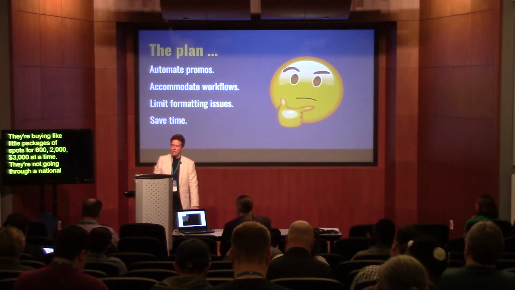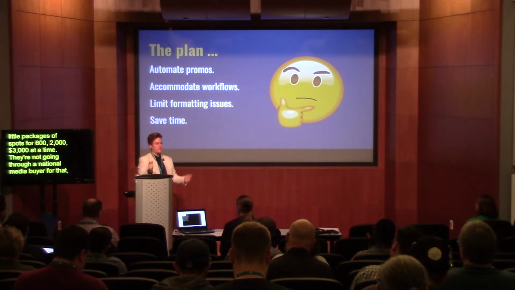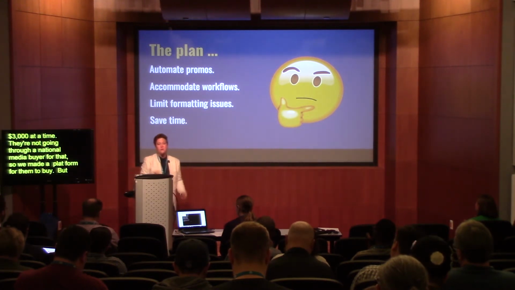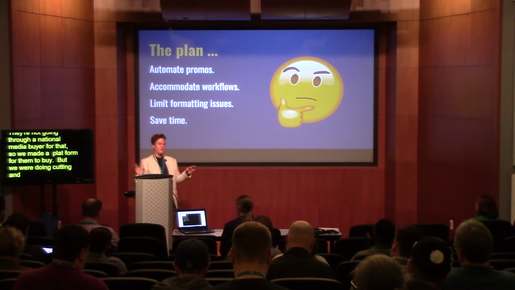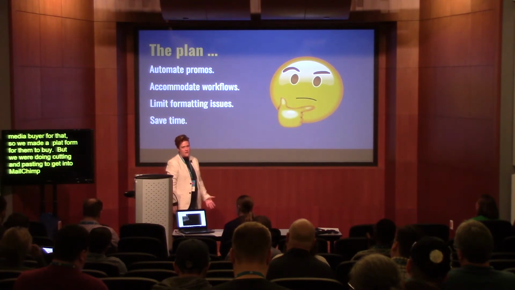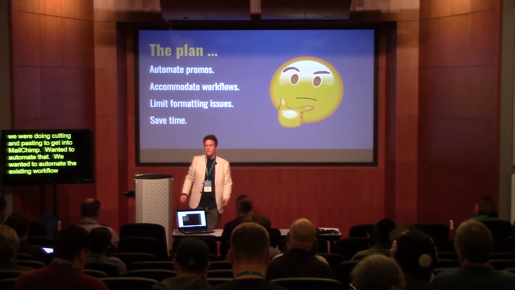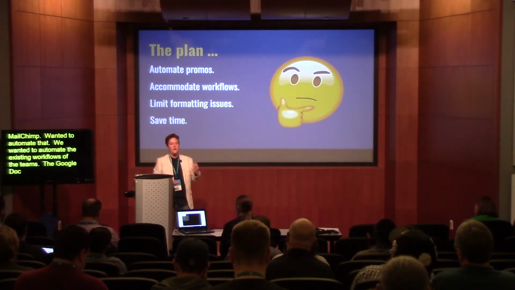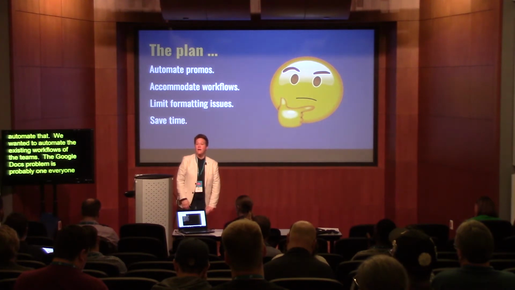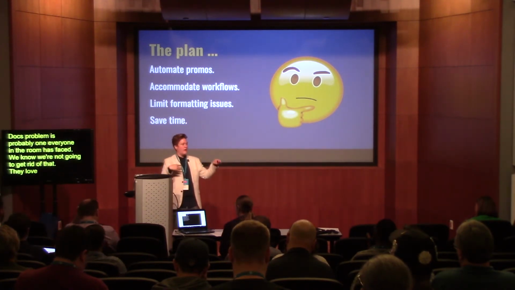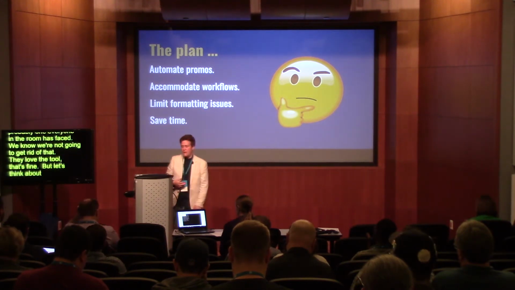So we made a little platform for them to buy, but we were still doing cut and paste things to get those ads into MailChimp. So we wanted to automate that. We wanted to accommodate the existing workflows of the editorial teams. The Google Docs problem is one that everyone in this room has probably faced. So we know that we're not actually going to get rid of that. They love the tool, it's fine, but let's think about how we accommodate it from a tech side.